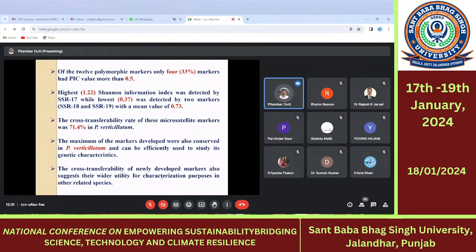The cross transferability rate of these microsatellite markers was 71.4% in Polygonatum verticillatum. The maximum of the markers developed in wheat were also conserved in Polygonatum verticillatum and can be efficiently used to study these genetic characterizations.